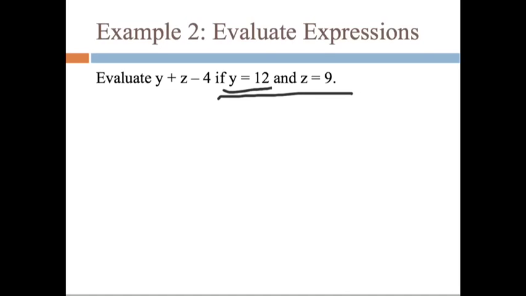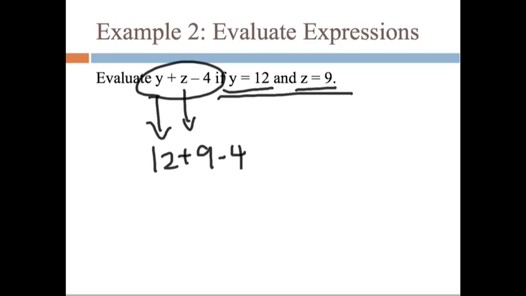Since we know that y is equal to 12, I can rewrite this expression. Instead of putting y, I'm going to put 12 in there. And instead of putting z in, I'm going to change my z to the number 9. When I do that, I'm left with something that's really easy to evaluate. Noticing that my expression only has addition and subtraction, I'm just going to go left to right using my order of operations. 12 plus 9, that's 21, minus 4 is going to leave us with 17.